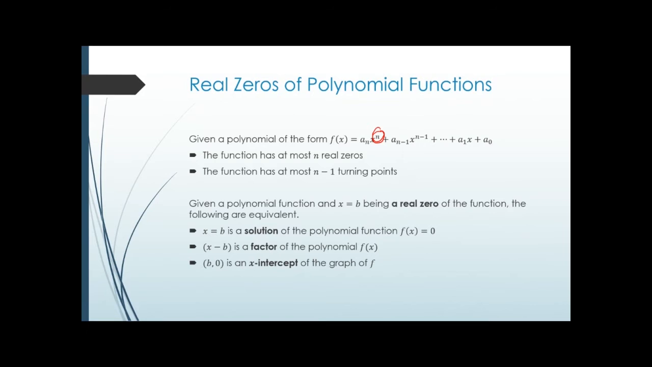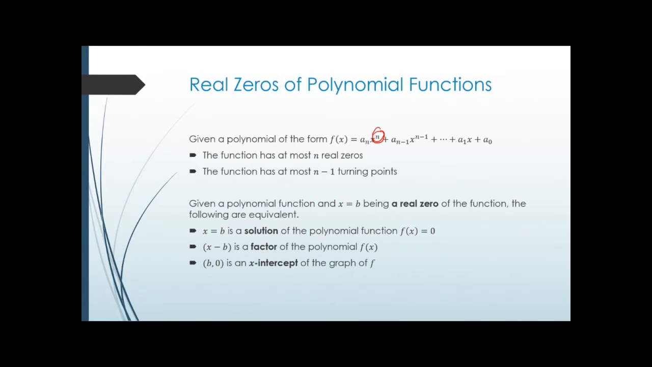Then the function has at most n minus 1 turning points. So if the degree is 4, then there may be 3 turns in the picture, but at most 3 turns. There could be fewer than that, but there won't be more than that.